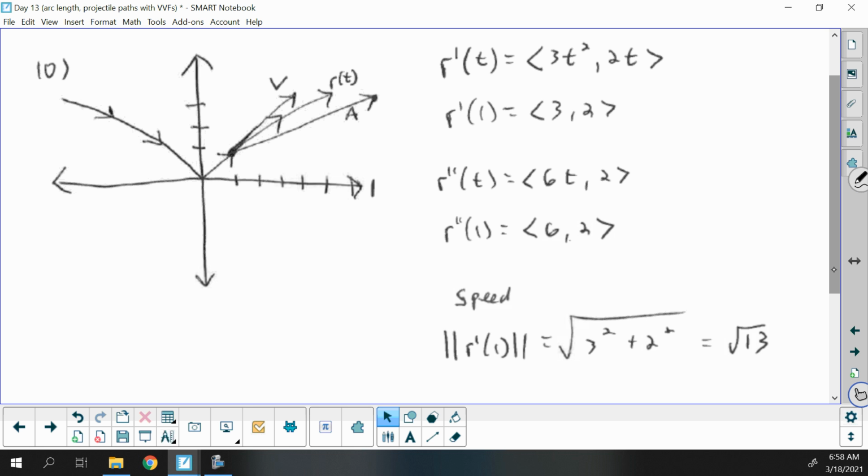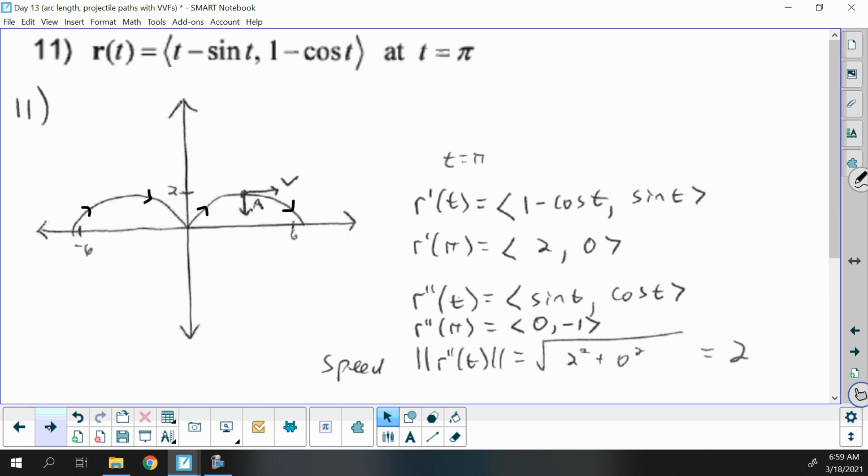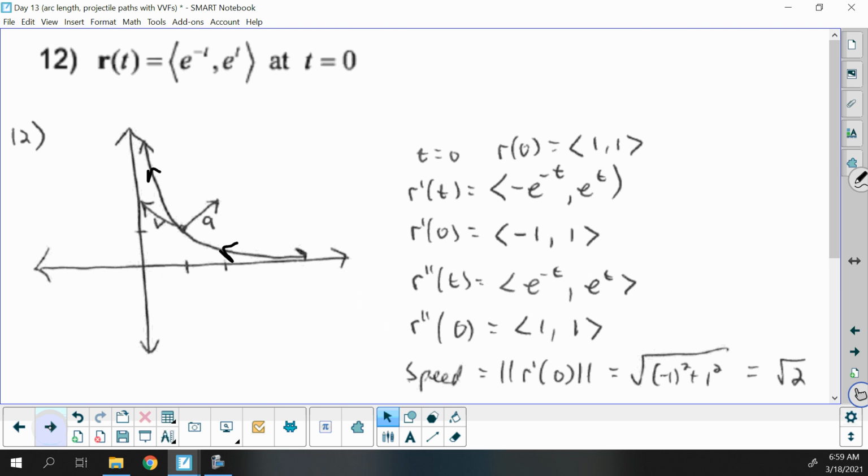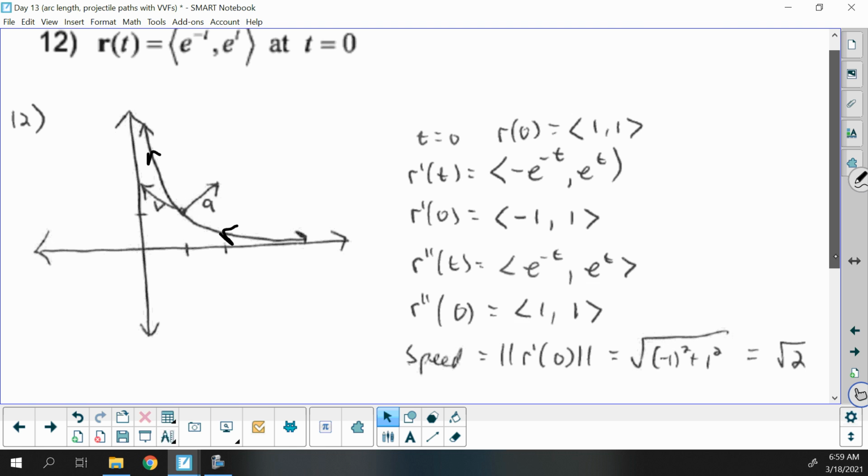And then your speed, you got your square root of each of the parts of the velocity vector that were evaluated when t equals 1. And similar idea for this one. And 12 was the same idea as well.